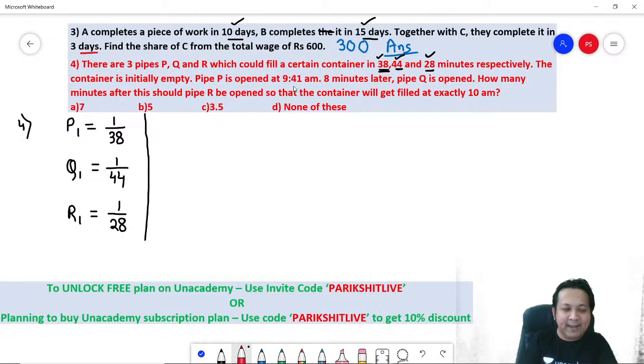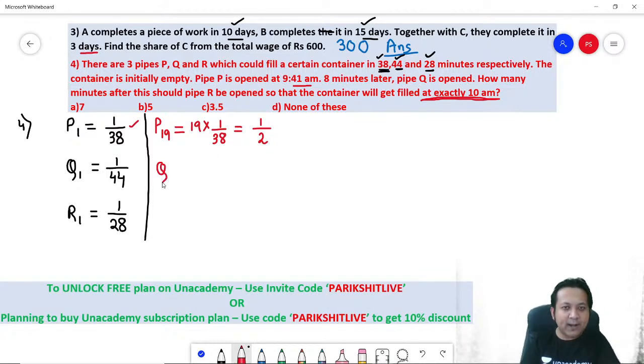Next, the container is initially empty. Pipe P is opened at 9:41 a.m. And remember, all the pipes remain open till the container is filled at exactly 10 a.m. So if you open pipe P at 9:41 a.m. and it is open till 10 a.m., can I say P was open for 19 minutes? Will you agree? Yes. 9:41 to 10 a.m. is 19 minutes. In 1 minute, P fills 1 by 38, so in 19 minutes P would have filled 19 into 1 by 38, which is 19 by 38, half of the tank.